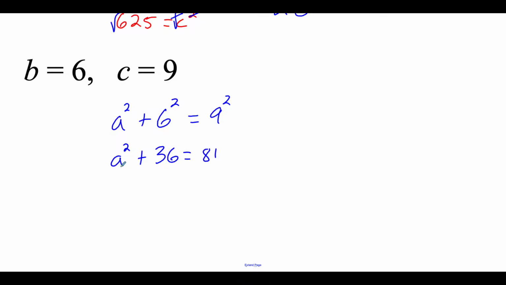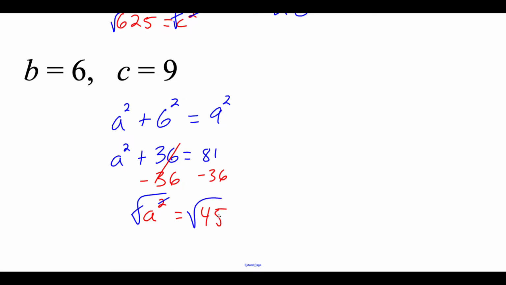I want to work on getting a alone, so right now I see that plus 36. So I'm going to have to subtract 36 on both sides. And if we do 81 minus 36, that's going to be 45. So we get a squared equals 45. But I don't want a squared, I want just a. So I have to square root both sides in order to cancel out that squared power.